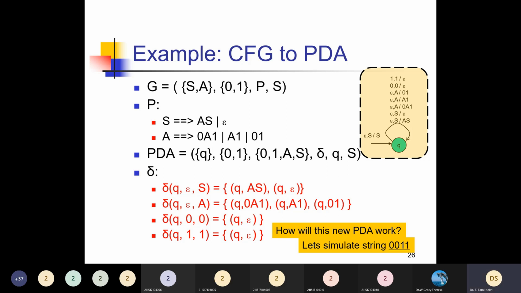And then this is its equivalent transition diagram. If the top of the stack is S, I have to push AS. If the top of the stack is capital S, I have to replace it with its production epsilon. Likewise, I have to write the transition function in the transition diagram.